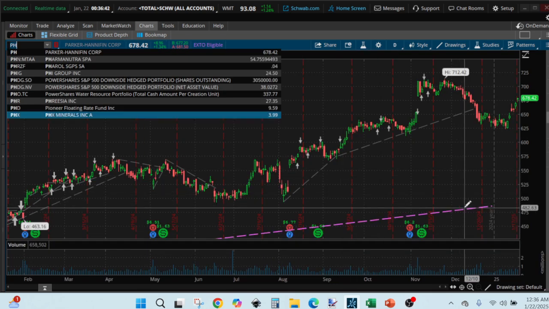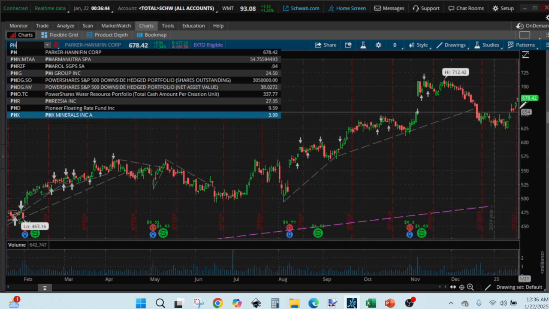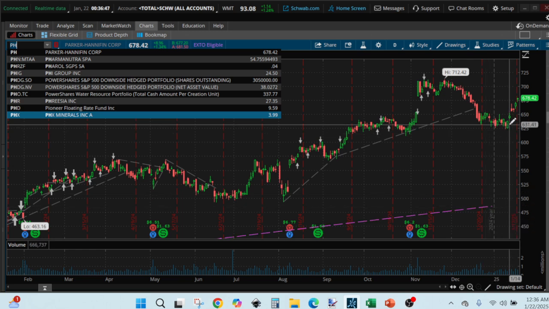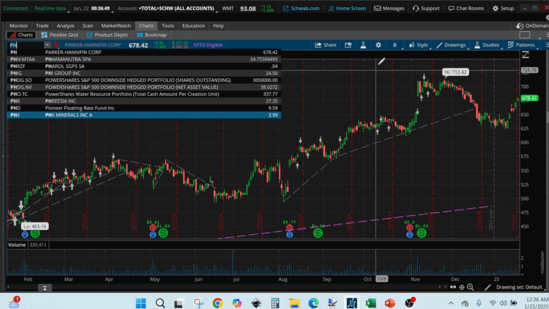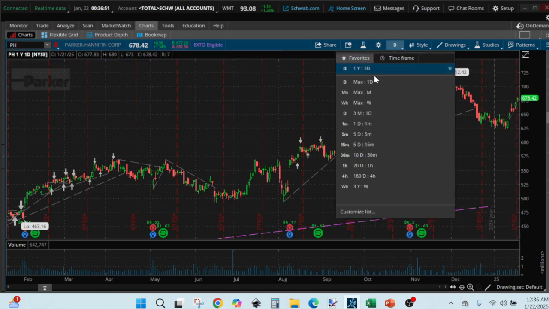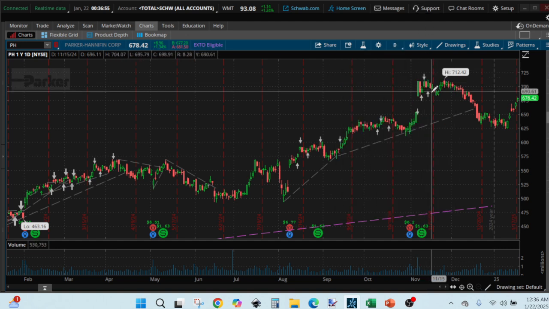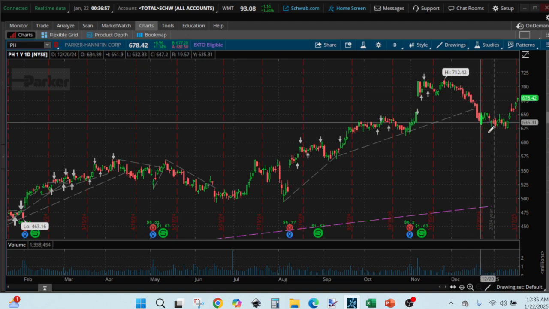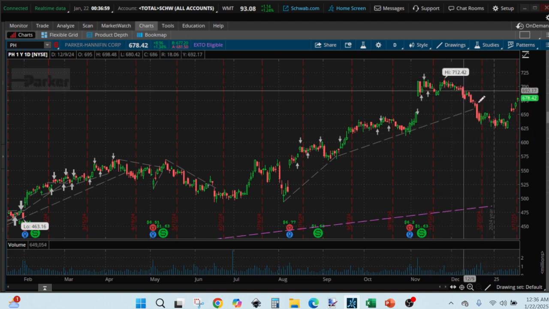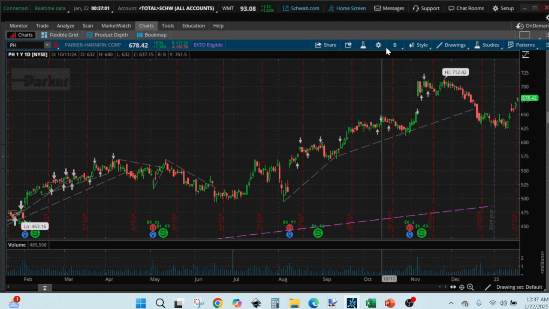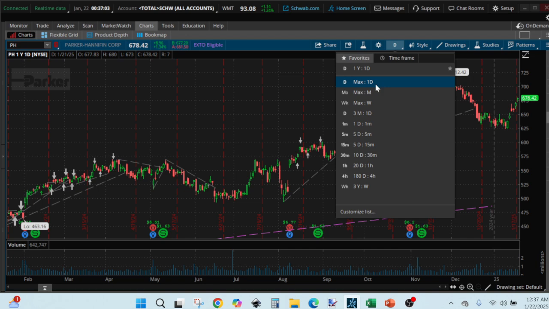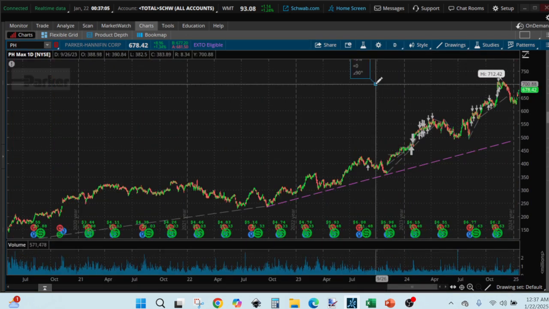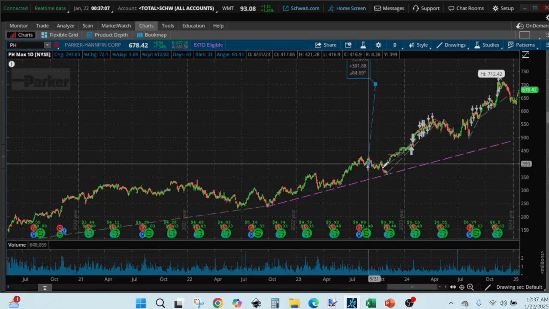So PH, we like to buy at this trend line, but right now it is going up. Yesterday the price went up, but hold on, I think we bought it and we have not sold it. So we bought it, the price went up and pulled back, and now it starts going up. So we can see the maximum daily chart to see how it is.